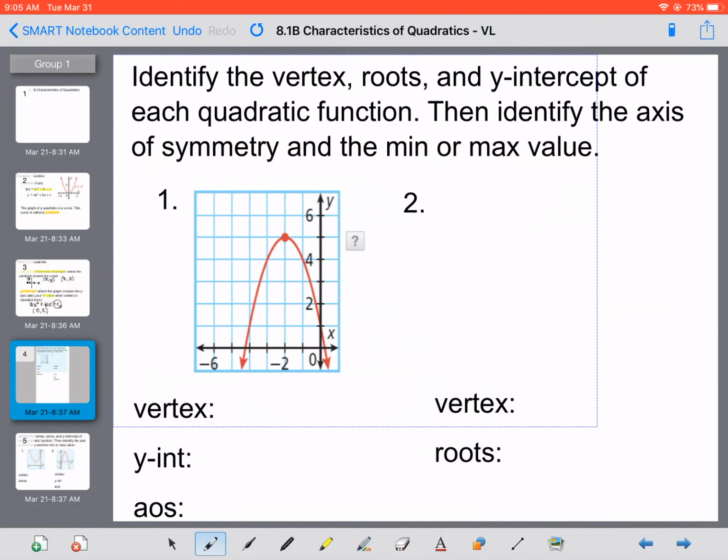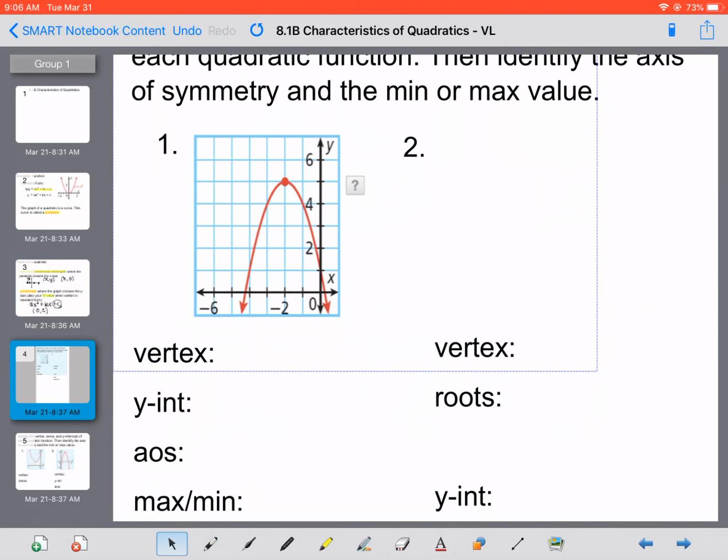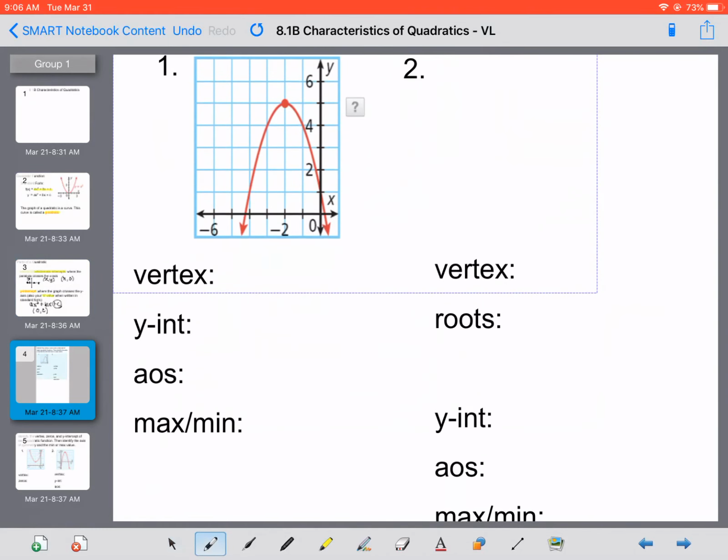So let's look at a couple problems. We're going to practice some things from yesterday as well. And for some reason, graph number 2 didn't show up, so I'll have to draw that. Okay, so the first graph, number 1, our vertex. Remember, our vertex is this point right here that's highlighted. So the ordered pair there would be negative 2 comma 5.